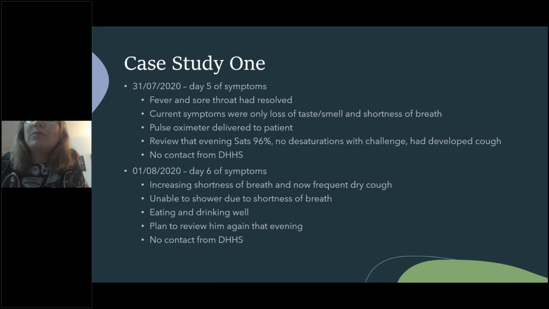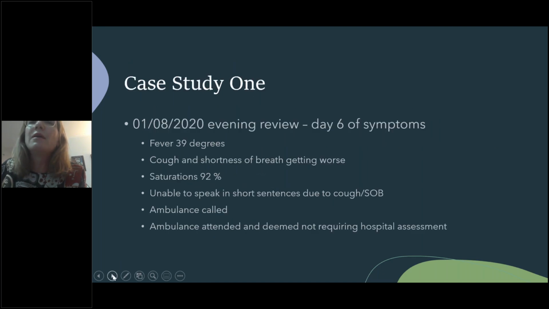Then the next day, which was the first, day 6 of symptoms, he had increasing shortness of breath, and his cough was now quite frequent. He was unable to shower due to shortness of breath. He was eating and drinking well, and I had reviewed him in the morning with a plan to review him again that evening. He still hadn't heard from DHHS by that day.